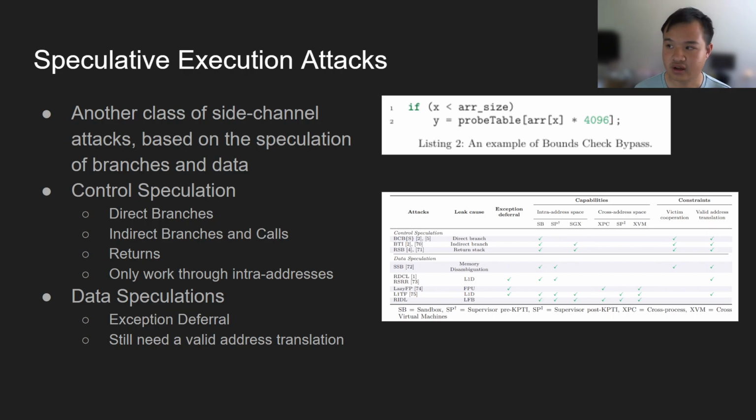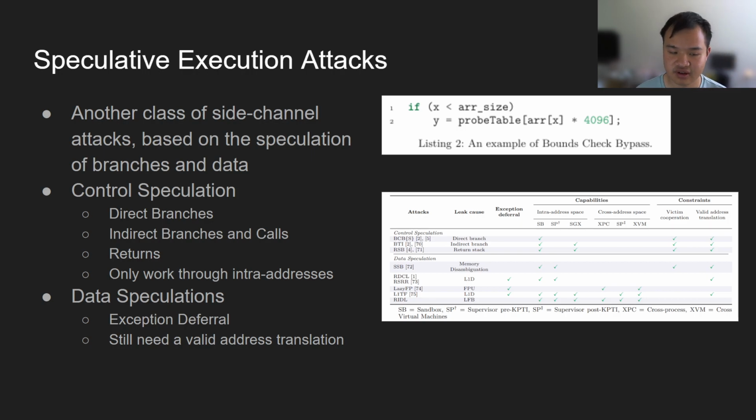For indirect branches, sometimes CPUs have something called a branch target buffer, and we can leak that branch target buffer. We can poison it in order to do branch target injections. And there are also return branches that we can leak data from, and we can do this by overflowing the return stack buffer and speculatively executing code on return. The caveat, or the downside, of this is that it only works with intra-address-space attacks.